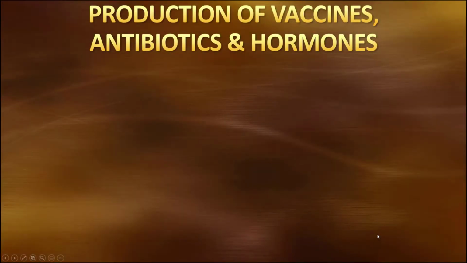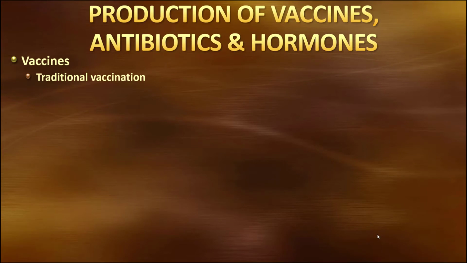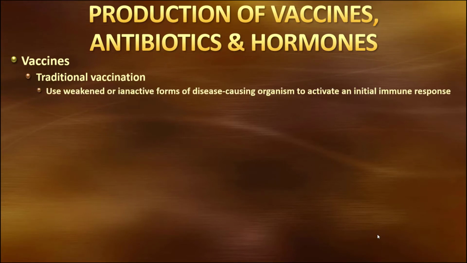Let's also briefly talk about the production of vaccines, antibiotics, and hormones using technology. The traditional way that we made vaccines was we would take a weakened form of the virus or an inactive form of the virus and inject that into an animal that would activate the initial immune response, and then also provide some memory to that antigen if the organism was exposed at a later time.